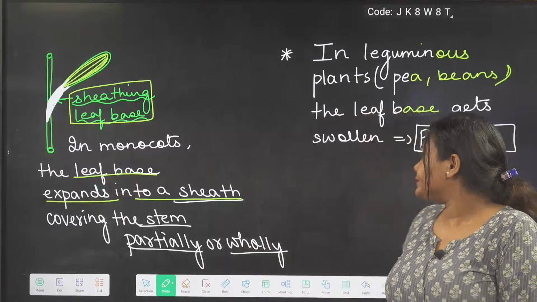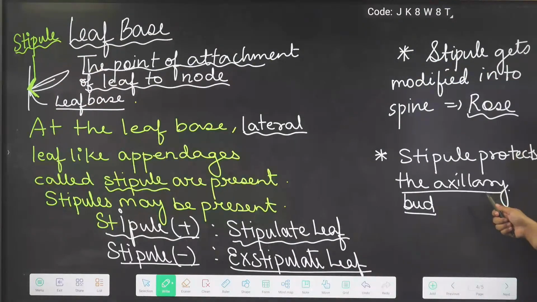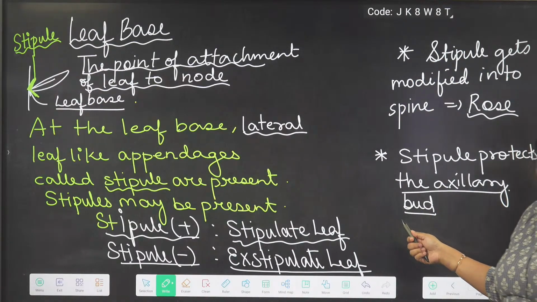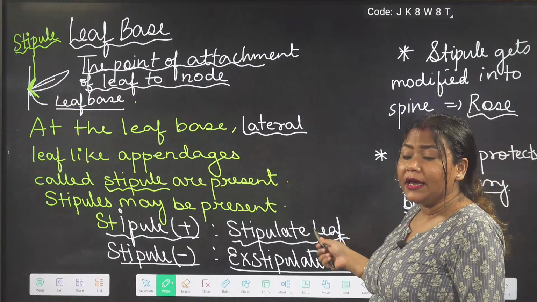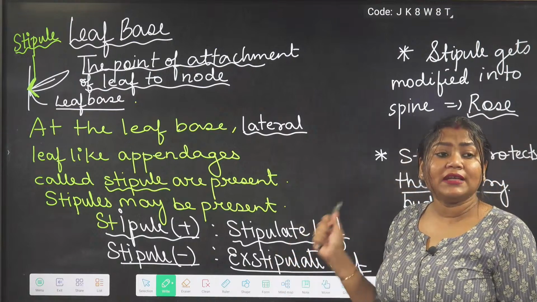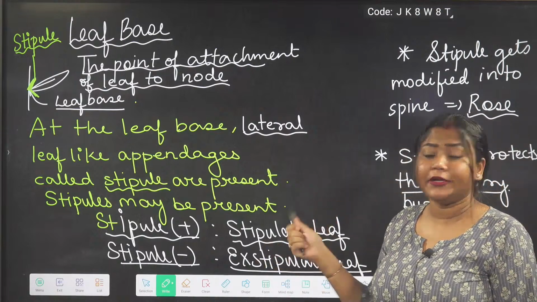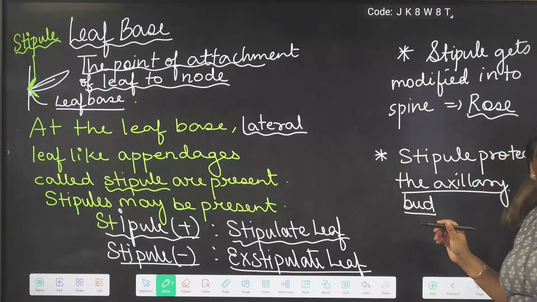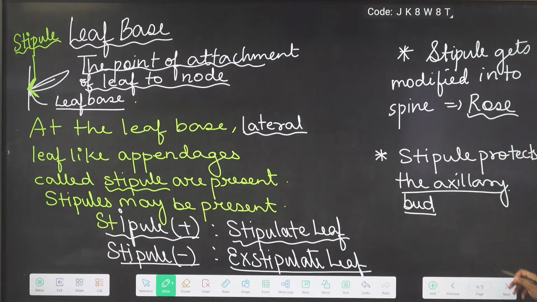Okay, now what is the next thing I told you? In rows you asked me. Their stipule is getting modified into spines. And what is the stipule doing? I have already explained it to you.